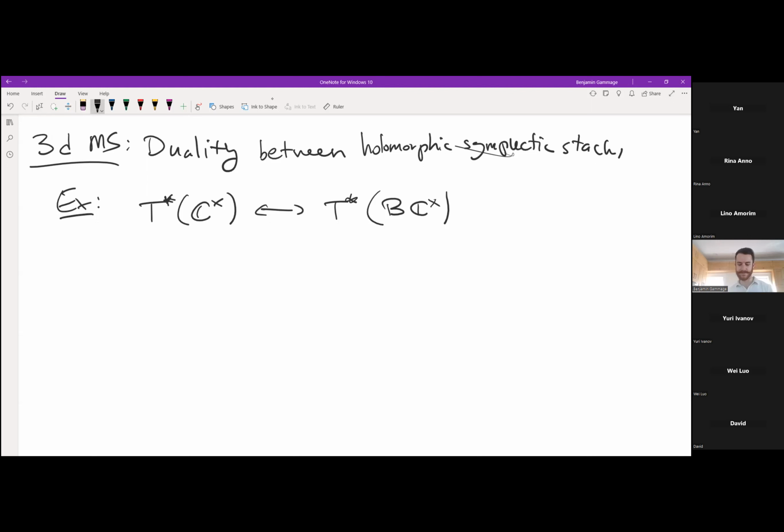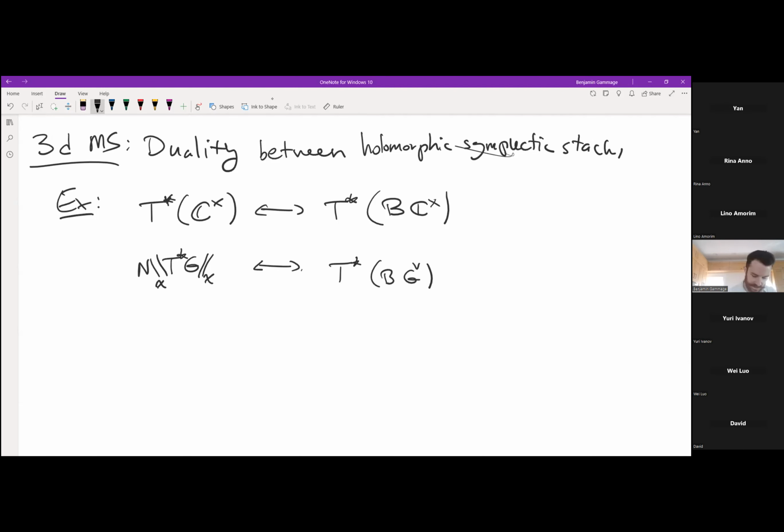And then just to fill out this chart a little bit, the next basic example you might ask about is, okay, I've told you what B of a torus gives. What about the cotangent bundle of B of a group, the classifying stack of a reductive algebraic group G? And the answer is going to be, actually, I'm going to call this G check. The answer is going to be the Bi-Whitaker reduction of T star G.